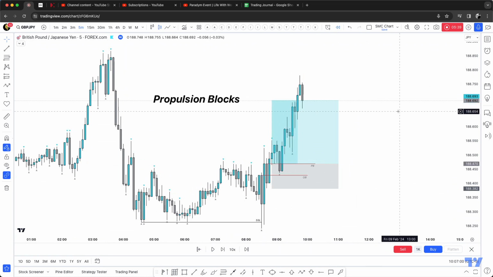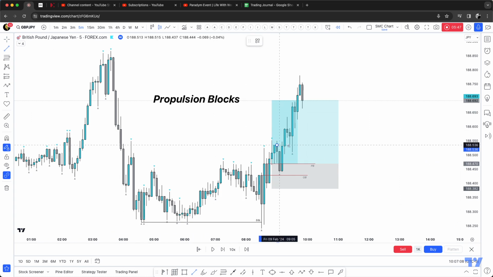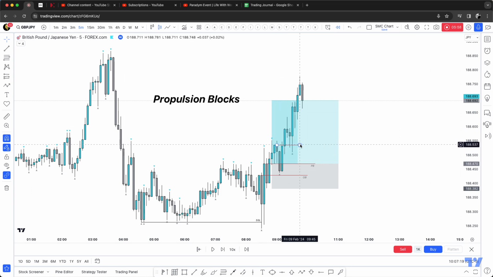Okay. So that's the propulsion block. If you actually pay attention right here, the price is creating another order block right here. This two down close candle, once the price pushes up and this candle closes above the opening price of this one, that's another order block. Okay. That's another order block. So you see, in this move to the upside, price actually created 3 order blocks.